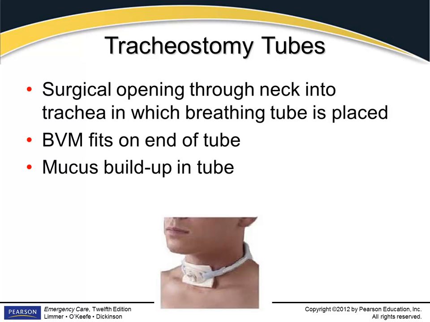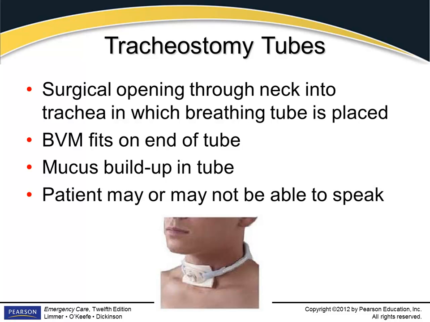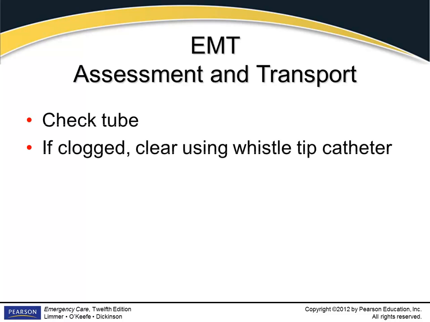I told you that mucus builds up. So very frequently, you're going to have to suction these stomas. If they've got a tracheostomy, probably the first thing you're going to be doing is suctioning. If you go on in the program, you will have respiratory clinical rotations where you'll work on this. They may or may not be able to speak. Check the tube. Use a whistle tip or a soft, flexible catheter, also known as a French catheter. They're small, and we use these for pediatrics to suction the nose and the mouth sometimes, but we'll use it to clear a stoma.